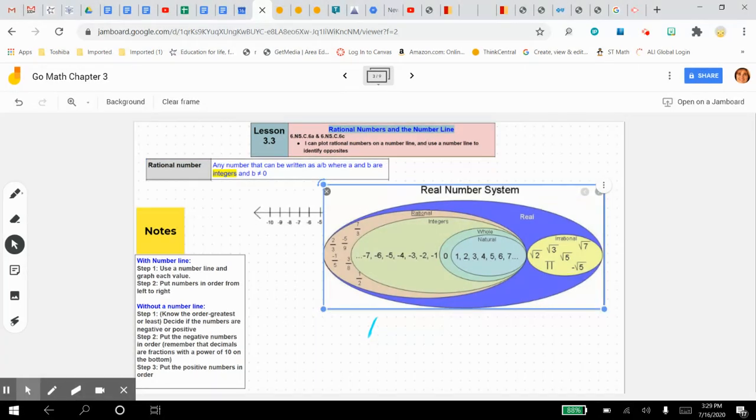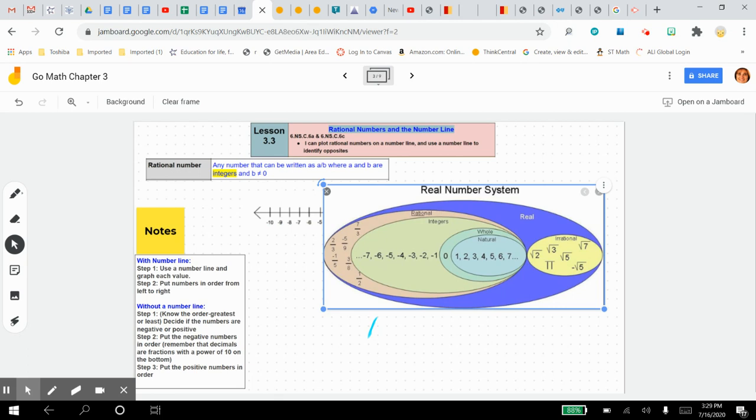Going back to this box, I always think this helps me to understand what a rational number is. Rational numbers are here in the orange. Rational numbers include integers, and inside integers are whole numbers and natural numbers. Natural numbers are all your positives. Whole numbers add 0. Integers add the negatives. A rational number now adds the fractions and the decimals, all of that.